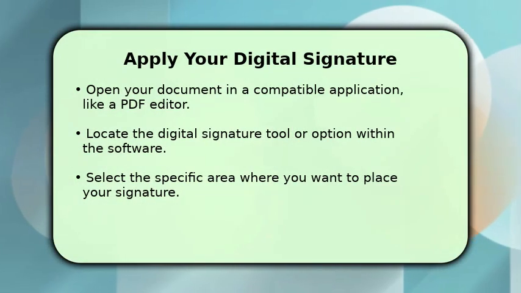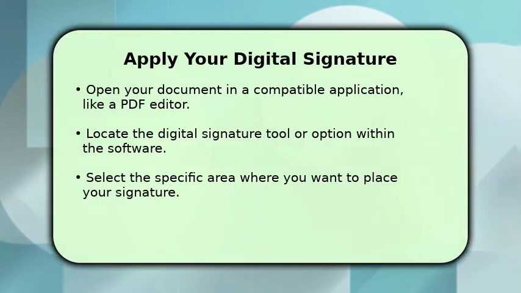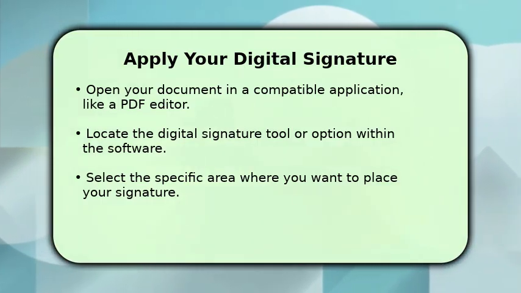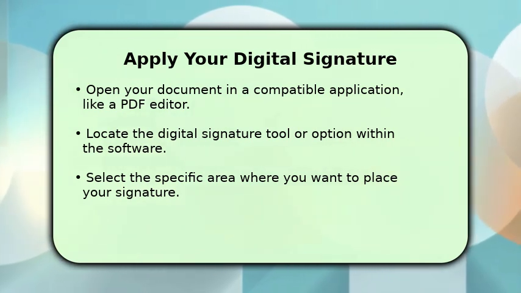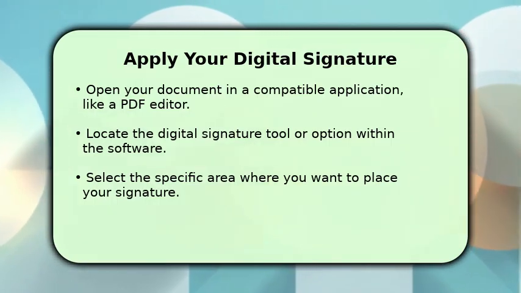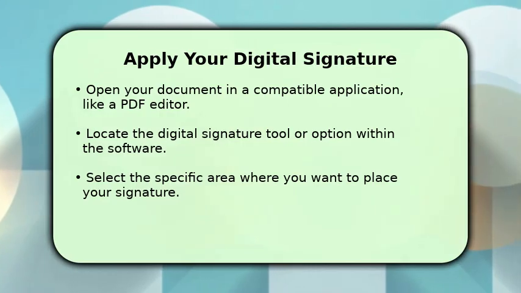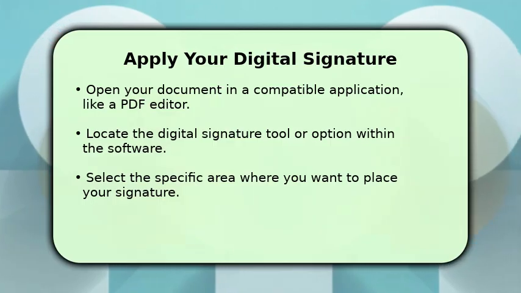Once you have your digital ID, open the document you wish to sign in a compatible application, such as a PDF editor. Look for a Fill and Sign or Digital Signatures tool, usually found in the toolbar or menus. Click on this tool, then draw a box where you want your signature to appear. You will then be prompted to select your digital ID and enter its password to finalize the signing process.